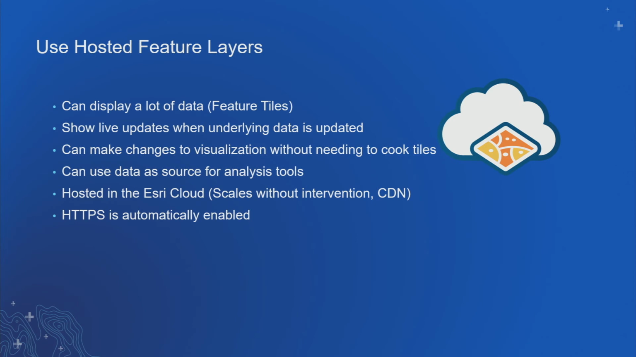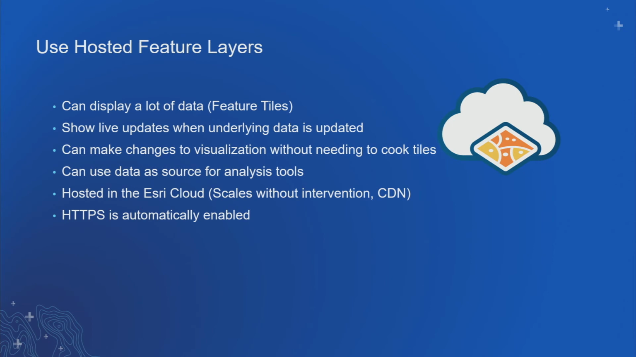You can edit this data that you put out public. It's not like a vector tile or in some cases even a raster tile. Once you build that, you are stuck with it until you update it or refresh it. Feature layers are delivering your data as it's being updated. And you can do things like change the visualization, change the renderer. You're not going to have to recook any tiles or anything like that.